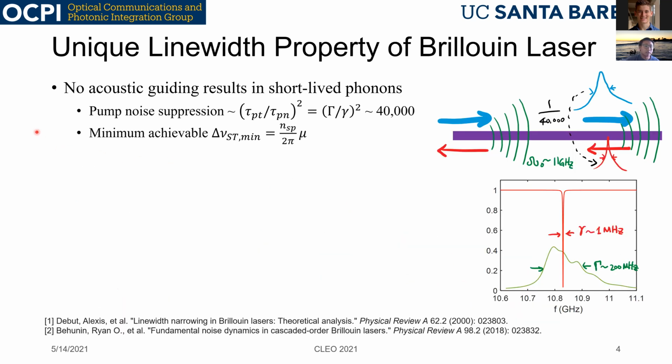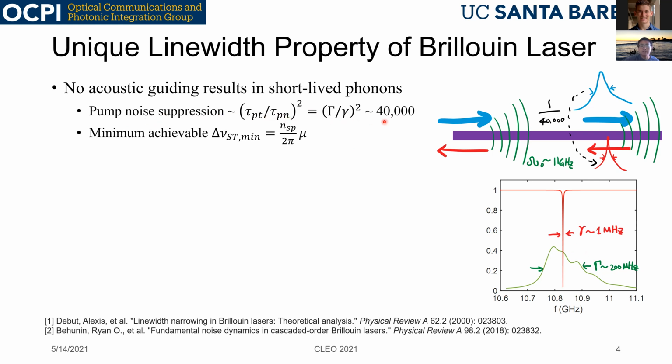I would like to mention that there is a very unique linewidth property of Brillouin lasers that favors very narrow linewidth emission. First of all, in our waveguide, the acoustic and optical waveguide has no acoustic guiding, and that leads to a really short phonon lifetime. The short phonon lifetime has two benefits. First, it gives a huge pump noise transfer reduction. Because of the short phonon lifetime, the Brillouin gain bandwidth is wide, and the ratio between the gain bandwidth and the optical resonator linewidth, which is around 1 megahertz, squared, which is around 40,000, is the pump noise transfer suppression ratio.